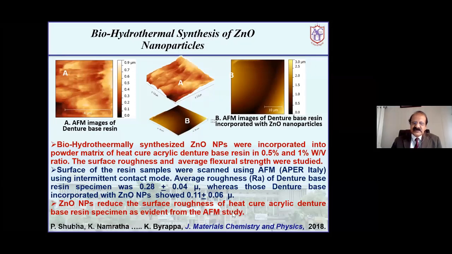atomic force microscopic studies. And I have shown here the surface roughness of the pure denture base resin specimen, 0.28 plus or minus 0.04 microns. And the zinc oxide nanoparticles incorporated showed much less, this is 0.11 plus or minus 0.06 microns.